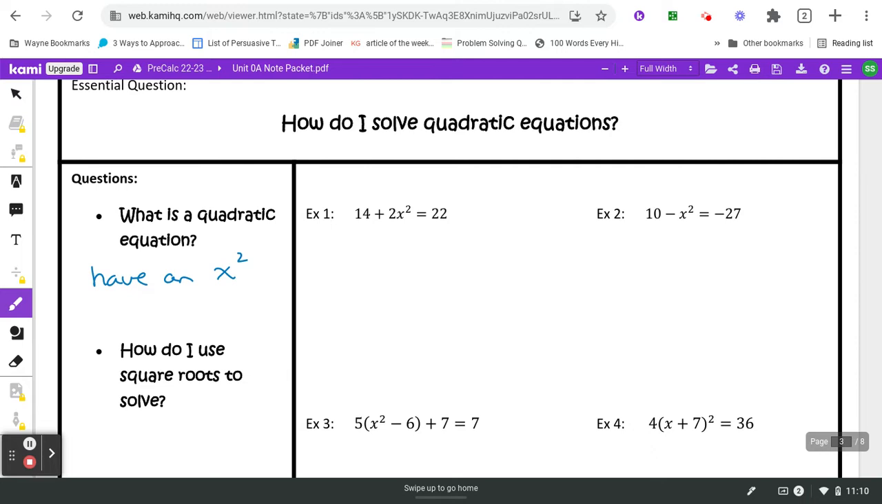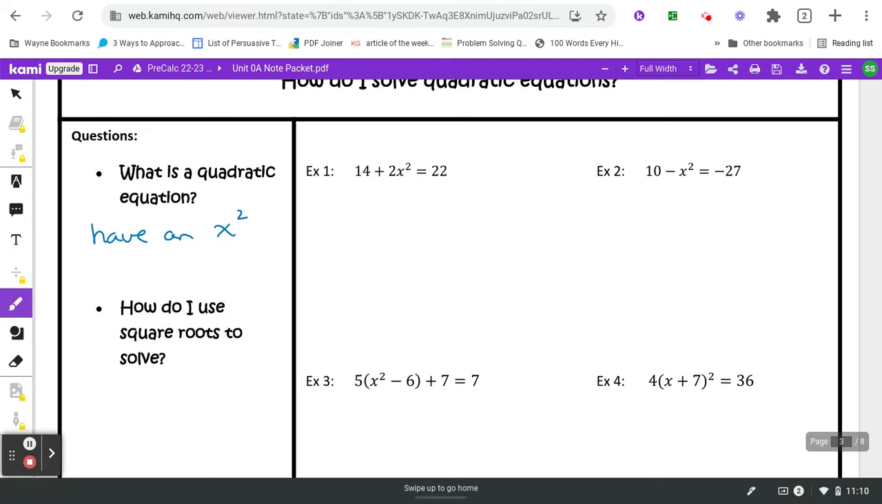Examples number 1, 2, 3, and 4 are all using square roots. So first example, we're just going to start by solving the equation as normal. Divide by 2. And then we are going to square root both sides in order to get rid of the exponent of 2.